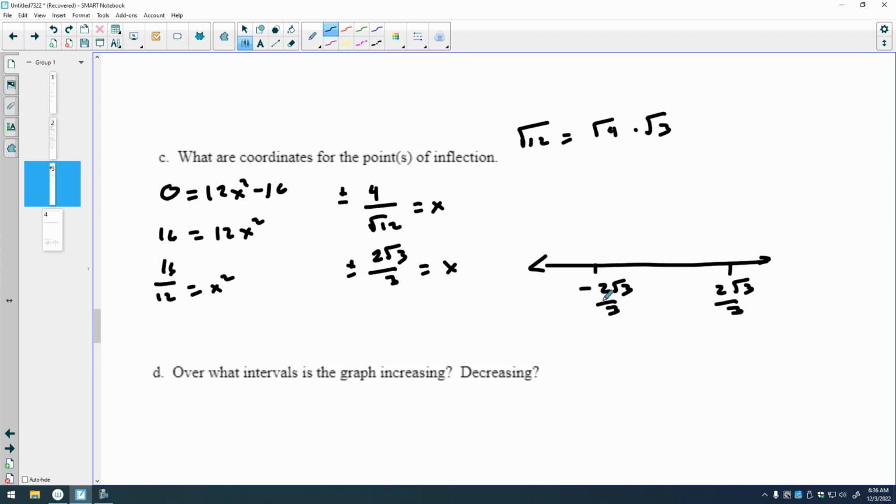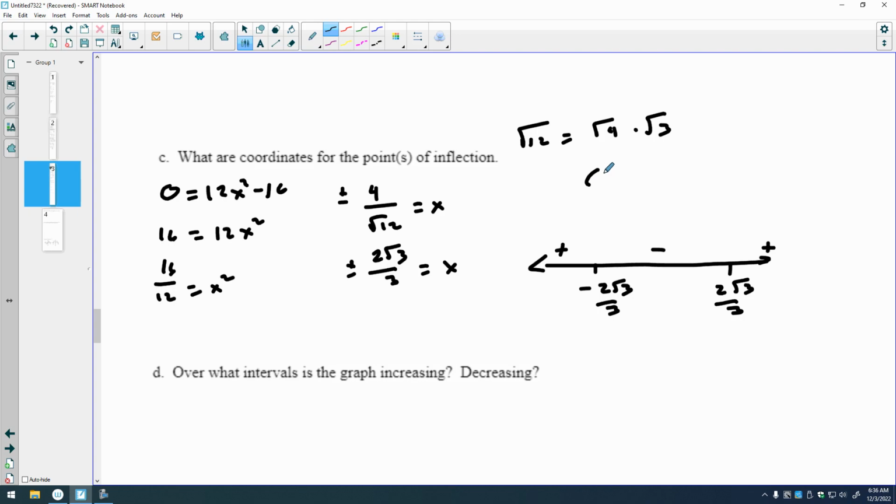Plug in something less than this value here. What's less than that? Something like -2. Okay, -2 squared is +4 times 12 is 48 minus 32, or minus 16, is +32. Plug in something like 0, makes that a -16. Plug in something like 4, makes that a positive. Are these points of inflection? Yep. Why? This is where your second derivative is 0, and it switches signs at each of them.